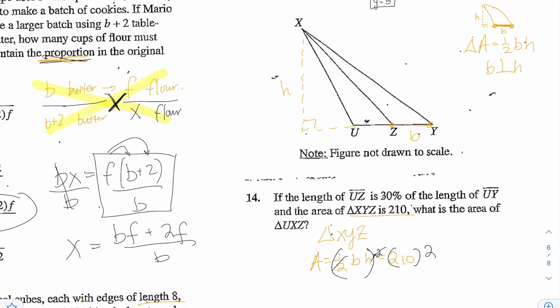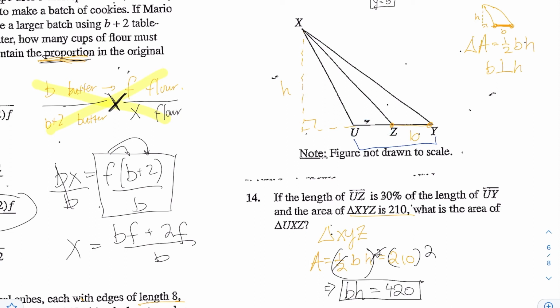that's going to cancel out the 1/2, because 2 and 1/2 are reciprocals. So I'll give you B times H is equal to 420. Now for triangle UXZ, which is this triangle on the left side, the base is actually 30% of the length of UY. So if UY was 100, this base here would be 30% of that. That's the idea here.